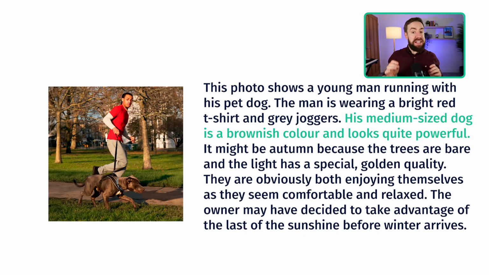So instead of his dog is brown, strong, and medium-sized, we could say his medium-sized dog is a brownish color and looks quite powerful. It's all of the same details basically, but we've put it in a more interesting way because we didn't use a list.